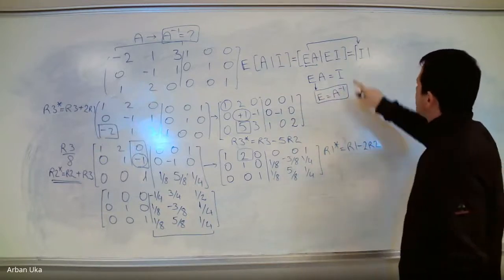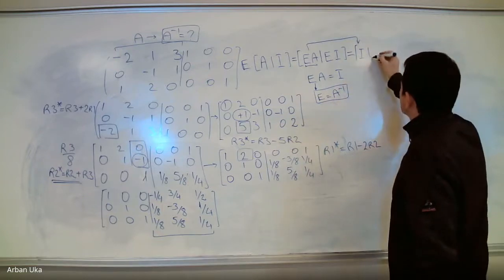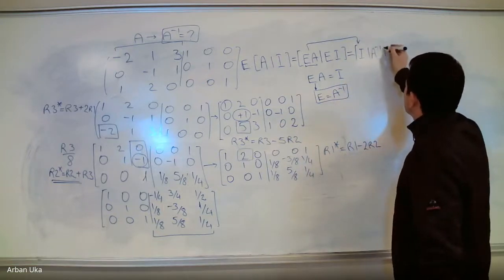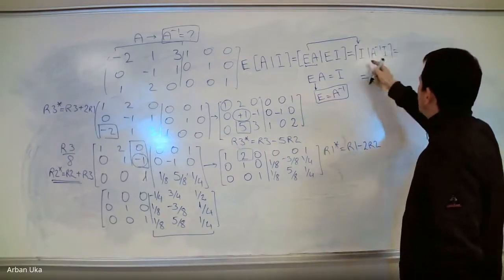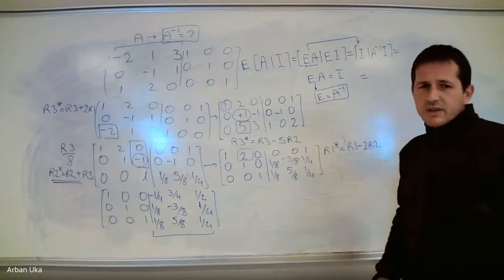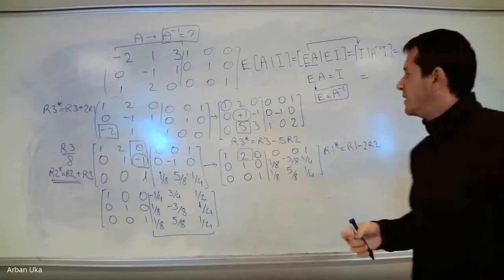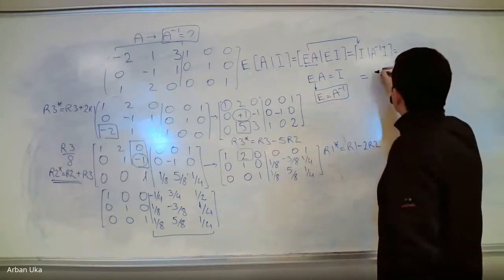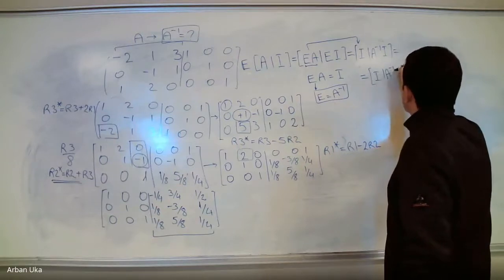So this E is equal to the inverse of A. If this is the inverse of A, then we write it like this: the inverse of A times the identity matrix. What is this equal to? The inverse of A times the identity matrix is equal to the inverse of A. It does not change, because the identity matrix is really multiplication by 1. So we see that this is the identity matrix times A inverse, okay?